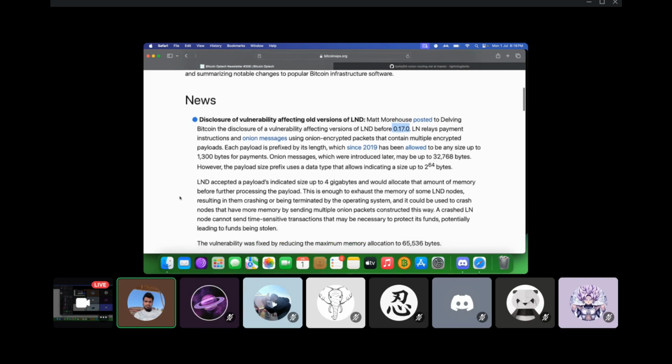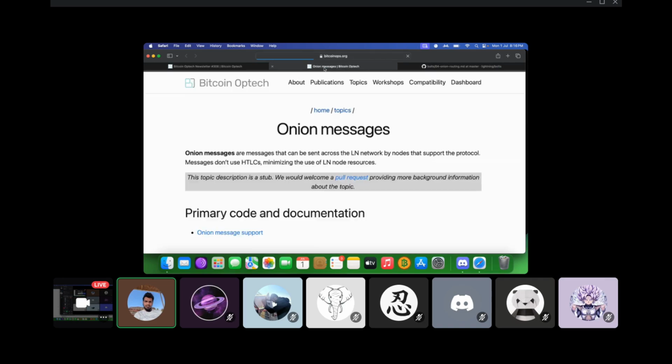Now, what is this vulnerability? First, we'll talk about it on a surface level, and then we'll probably try and dig into more detail if we can. So the vulnerability is such that on the Lightning Network, you use something known as an onion message. What's an onion message? Let's first look at what an onion message is.